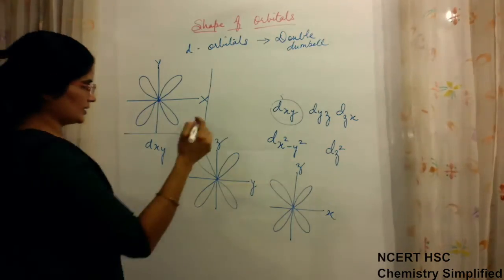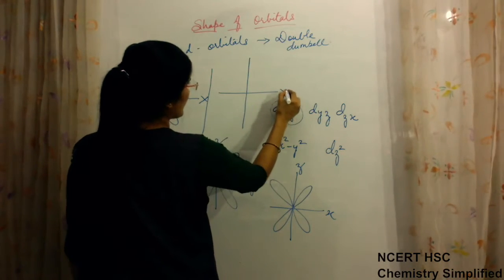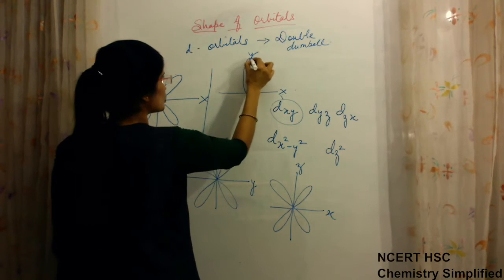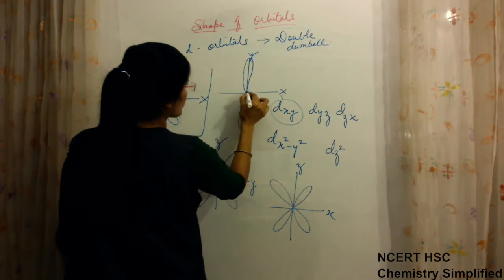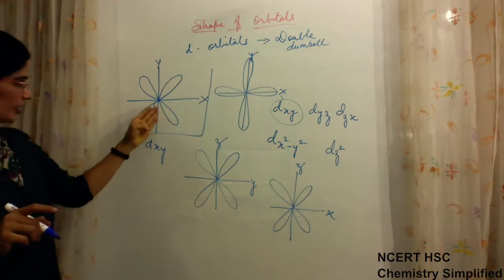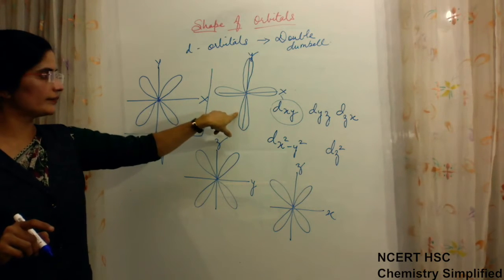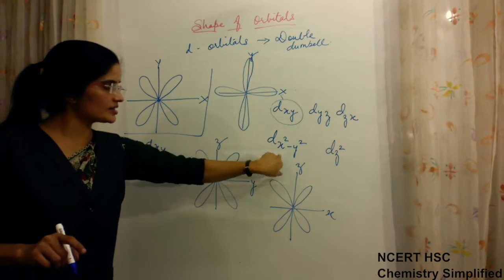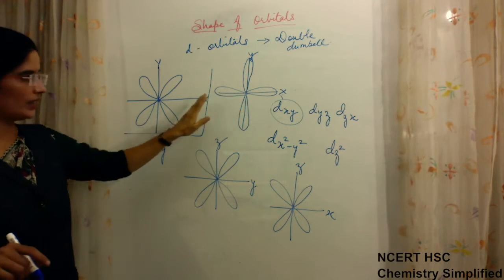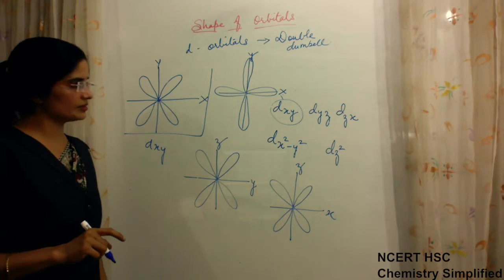This d orbital is, because x and y are there, so we are making x and y. One of the lobes is present on the y-axis and one of the lobes is present on the x-axis. There is a difference between these three and this one which I have drawn recently. In dx square y square, the electron density is on the axis, and in these three it is in between the axis. So this is the difference between the two.